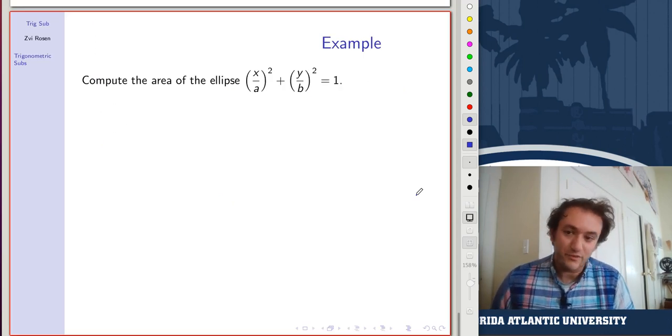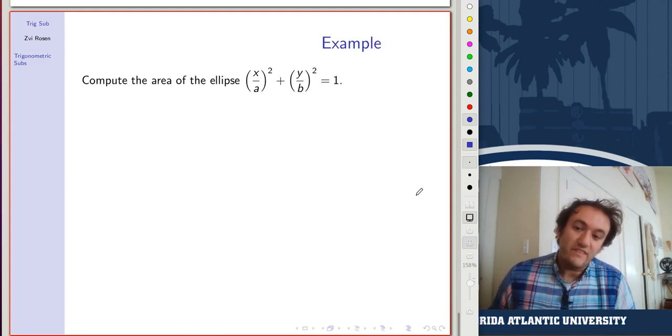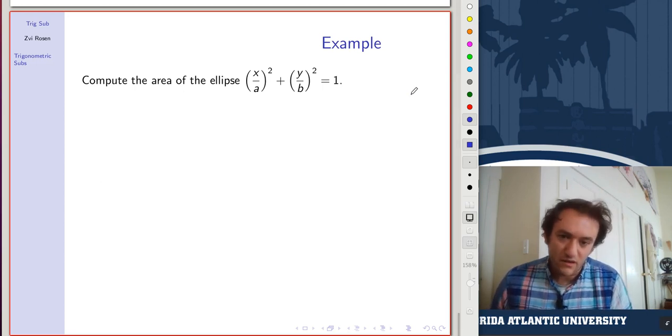Okay, the final example for today is a little bit more abstract. Compute the area of the ellipse (x/a)^2 + (y/b)^2 = 1. And we're going to assume here that a and b are positive numbers. Let's not even allow it to be equal to 0. Just strictly positive.